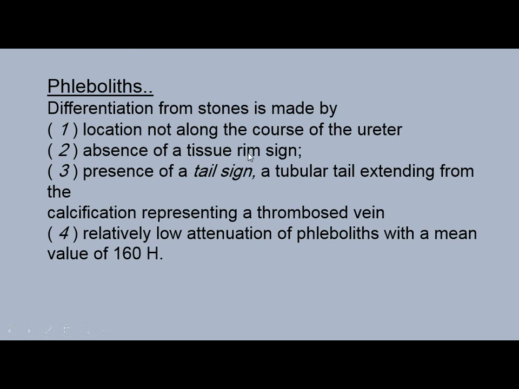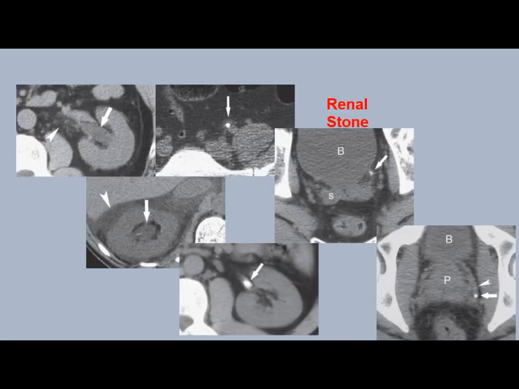Absence of soft tissue rim sign. This is the most important one. In phleboliths, you cannot see it. Presence of the tail sign. A tail sign is a tubular tail extending from the calcification representing the thrombosed vein. And finally, a relatively low attenuation of the phlebolith with a mean value of 160. Most stones are above 200 and even 1,000.